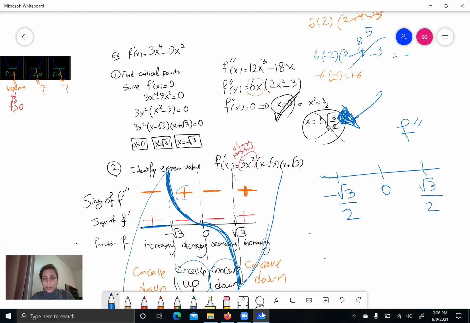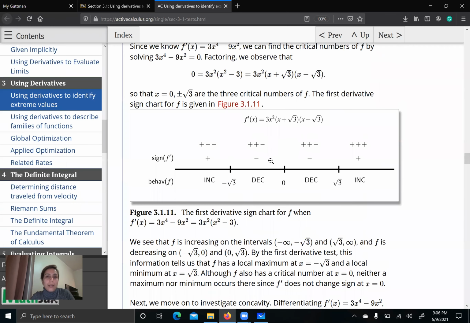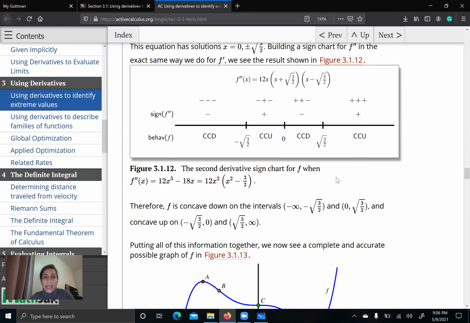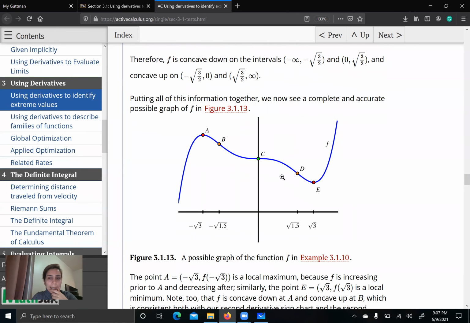Okay, so like your textbook, look, your textbook has a figure or graph for the sign of the first derivative, in which we can see the increasing, decreasing behavior of the function, and it has a separate number line to show the sign of the second derivative in order to determine the concavity. And yes, when you put this together, it's gonna be like this.